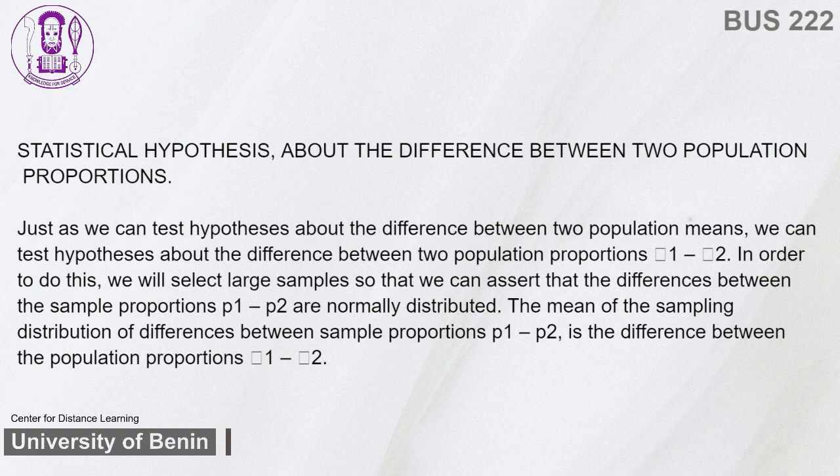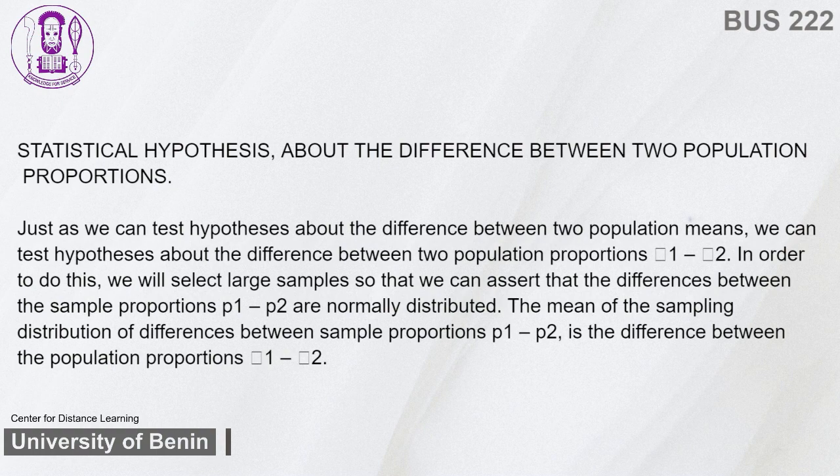In order to do this, we will select large samples so that we can assert that the differences between the sample proportions, P1 − P2, are normally distributed. The mean of the sampling distribution of differences between sample proportions, P1 − P2, is the difference between the population proportions, π1 − π2. Summary for Study Session 4.